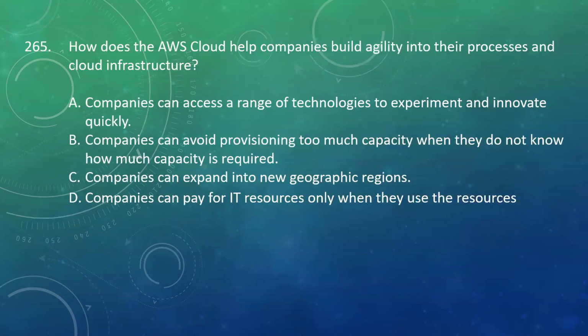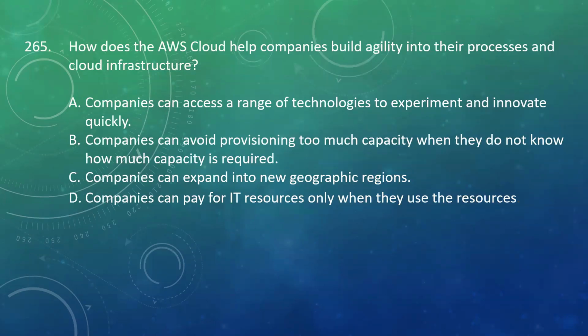Question number 265 of the series. How does the AWS cloud help companies build agility into their processes and cloud infrastructure? Your options are companies can access a range of technologies to experiment and innovate quickly.